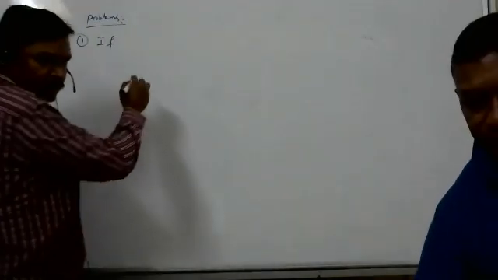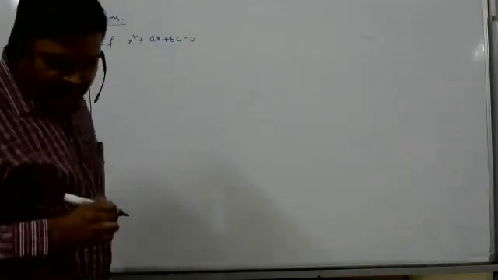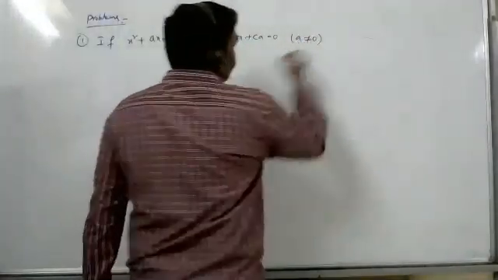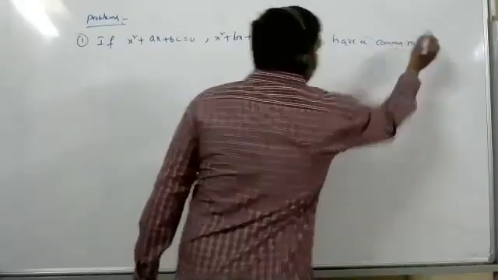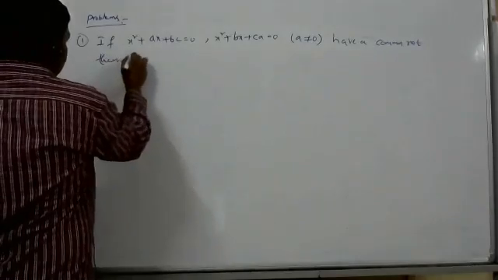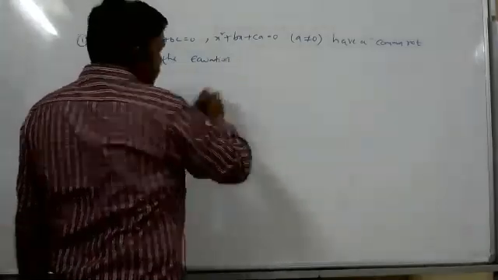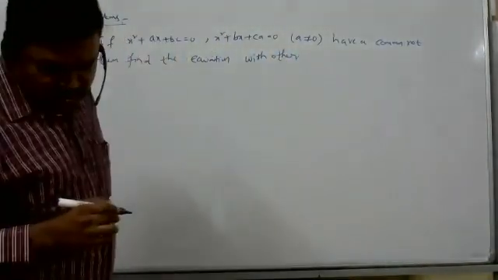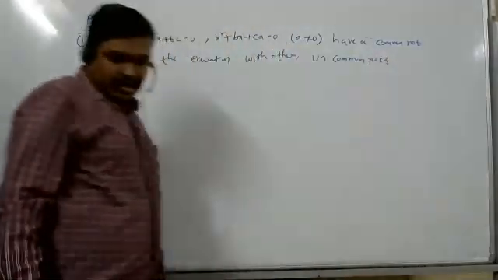If x square plus ax plus bc is equal to 0, x square plus bx plus ca is equal to 0, and a not equal to 0, have a common root, then find the equation with other uncommon root.